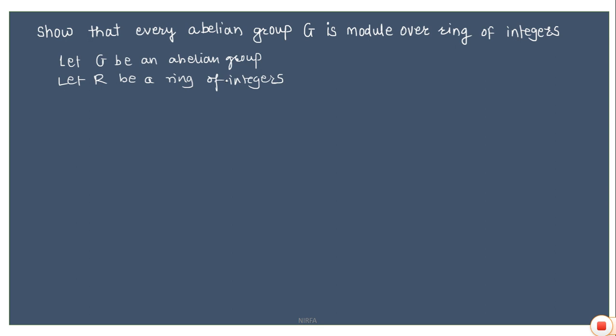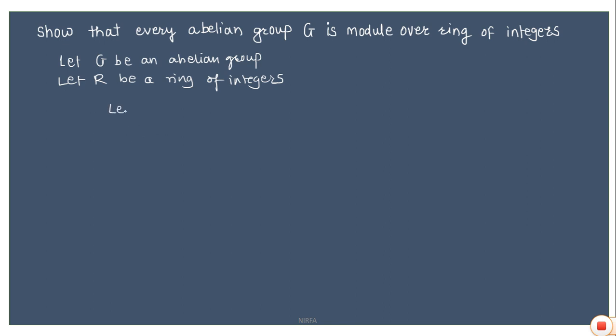After that, since G, which we want to become a module here, is already an abelian group, therefore here we want to only prove three conditions. So that's why first of all we will consider some elements from G.